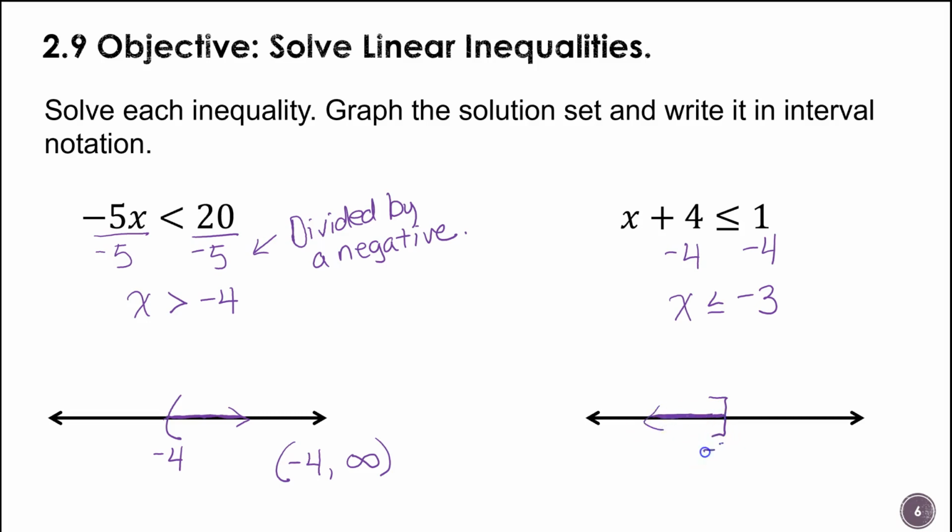And you always have to put your negative 3 on here because negative 3 is the number we're starting at, right? So it's got to be on your graph. Don't forget that part. To write the interval notation, it's negative infinity to negative 3. We put a bracket at the negative 3, parenthesis on negative infinity. So now we have the inequality, the graph, and interval notation for each one of these.